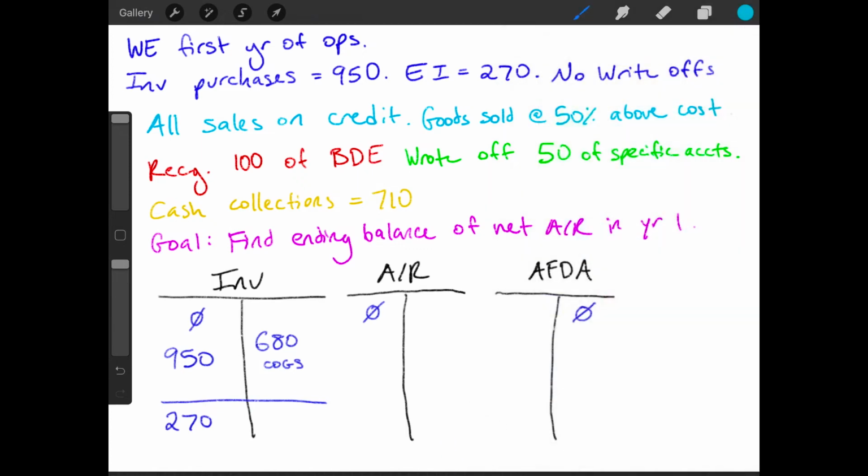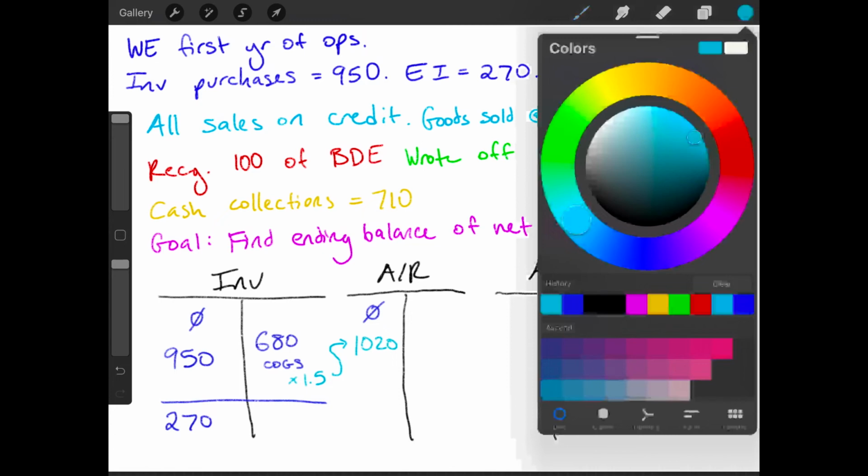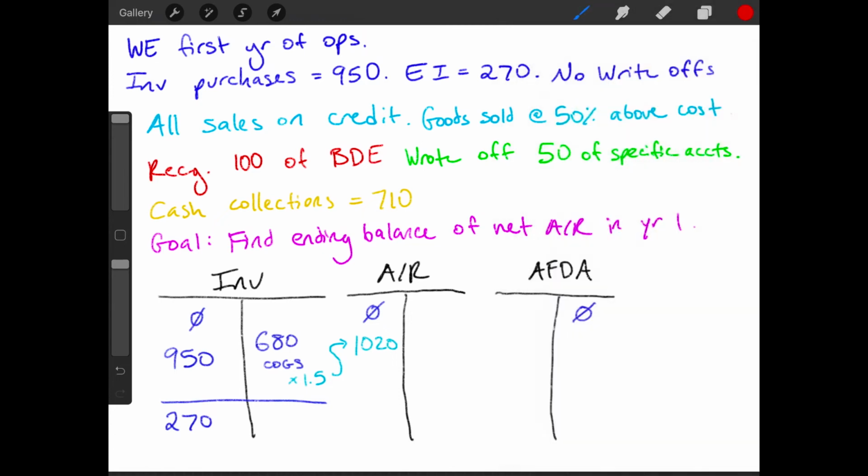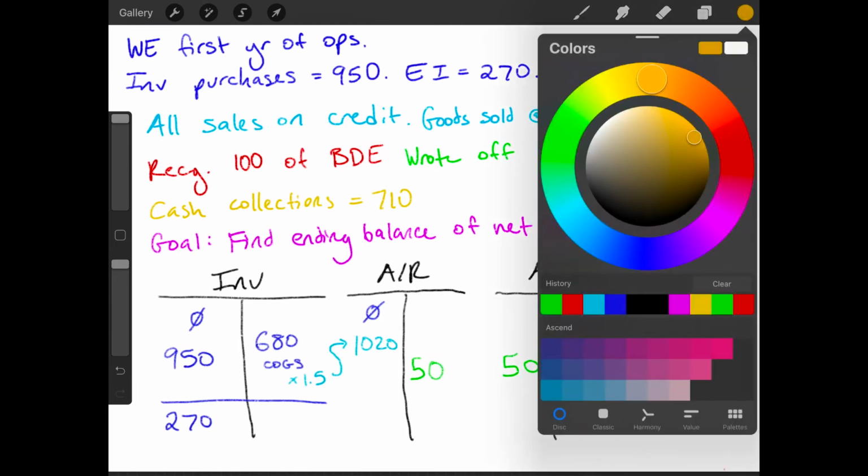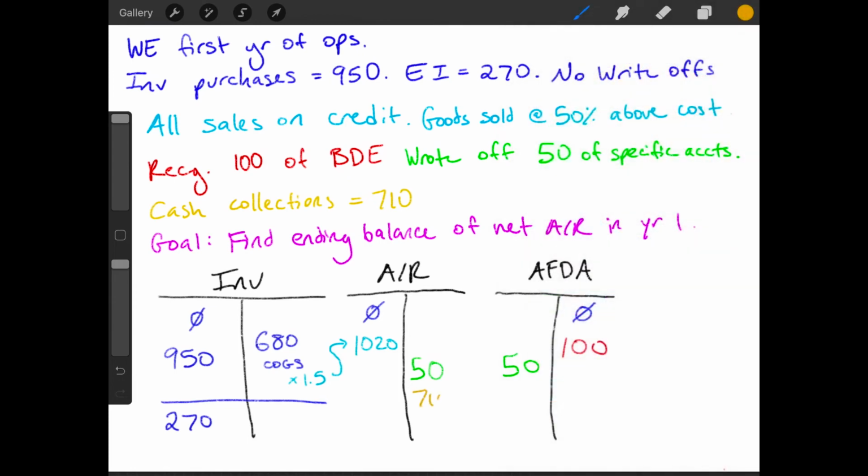Since I know the amount of my sales will be equal to my cost of goods sold times 1.5, and that all my sales are on credit, that means my increase to accounts receivable in year one is $1,020. Recognizing bad debt expense of $100 will result in a journal entry that also credits my allowance for doubtful accounts, increasing that contra account, and my write-offs will decrease my allowance account as well as decrease my accounts receivable account. This write-off will actually have a zero net impact to my net accounts receivable.